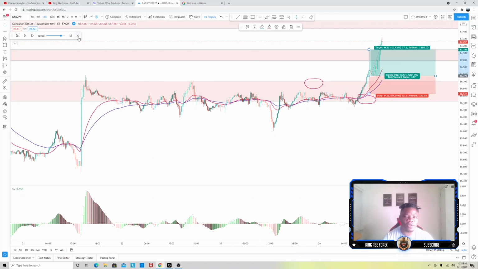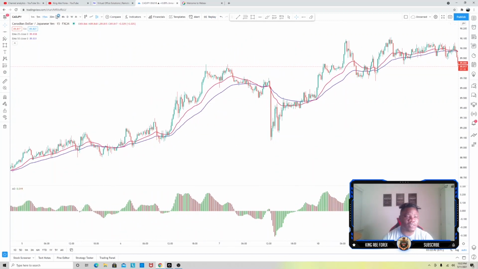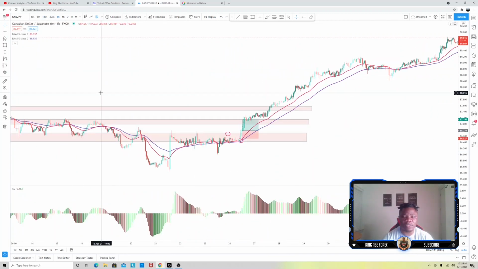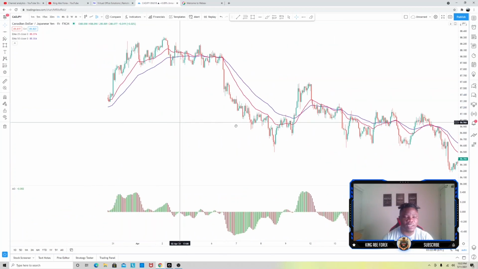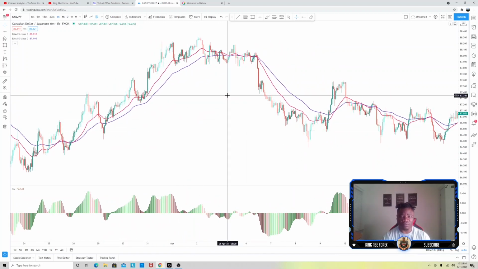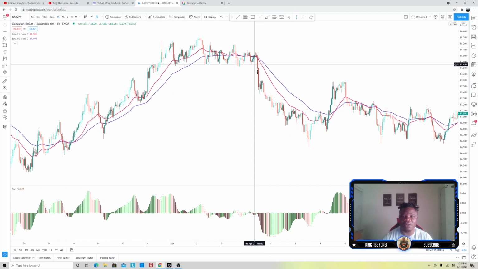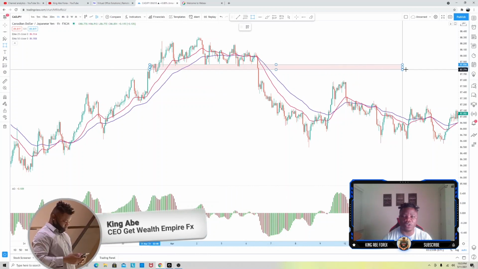Now let's look for another example. In this case, we're going to look for a sell example. Let's go back to the 1 hour time frame, let me delete these drawings, and let's look for a sell example. To get into this sell trade, we need to look for our support zone. We can see that we have a support zone right over here.